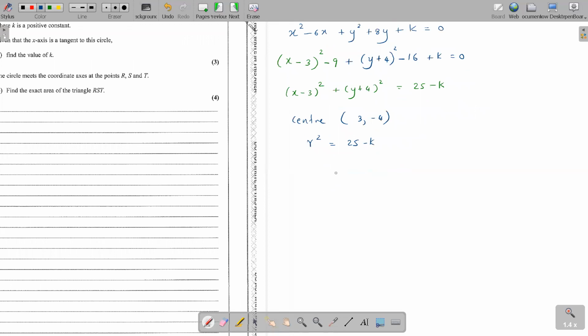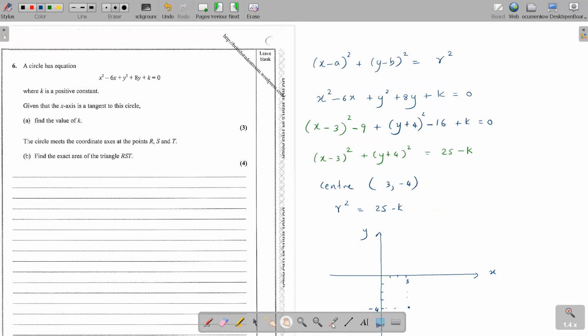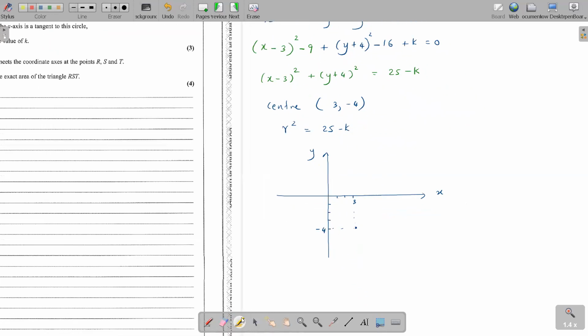Okay, so let me draw this on a diagram quickly. So this is the x-axis, this is the y-axis. So 1, 2, 3. Let's say this is 3. It's better to take a smaller scale so the circle becomes smaller. 1, 2, 3. This is 1, 2, 3, 4. So minus 4. So your circle center is at 3 comma minus 4. And what do they say? They say here very clearly that the x-axis is a tangent. So the x-axis is a tangent to your circle.